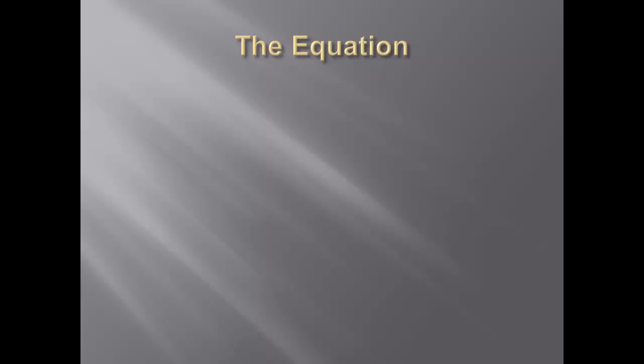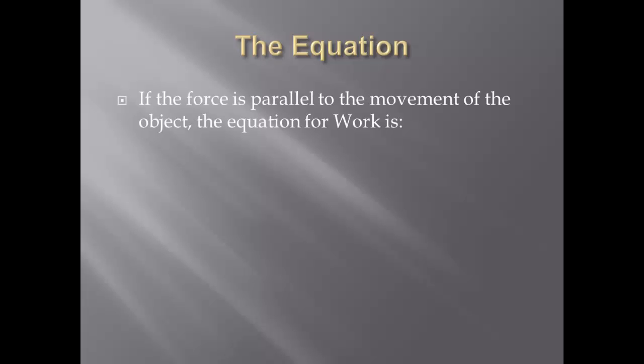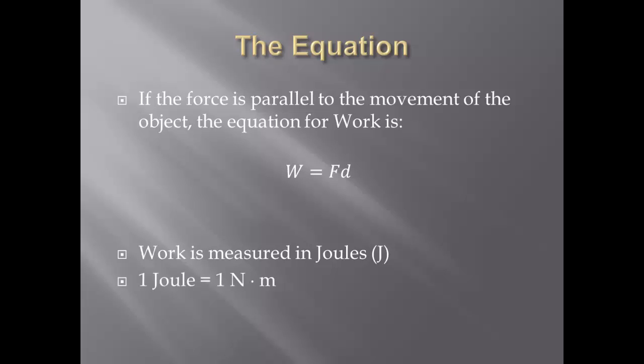Now, because this is physics, of course, we have an equation. If the force is parallel to the movement, the equation for work is W, work, equals the force times the distance that the object moves, F times D. We measure work in something called joules, which we abbreviate with a capital J. And 1 joule is the equivalent of using 1 newton of force while an object moves 1 meter. So 1 joule is 1 newton meter.